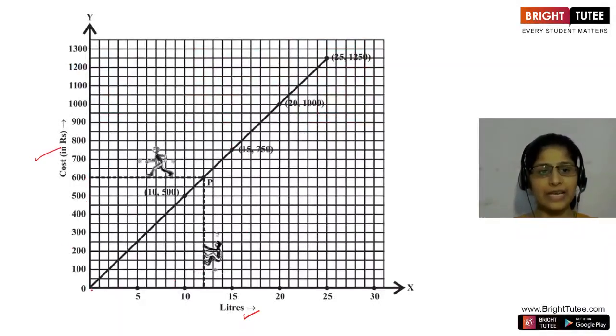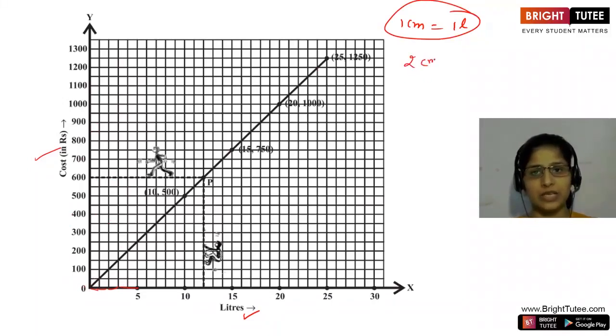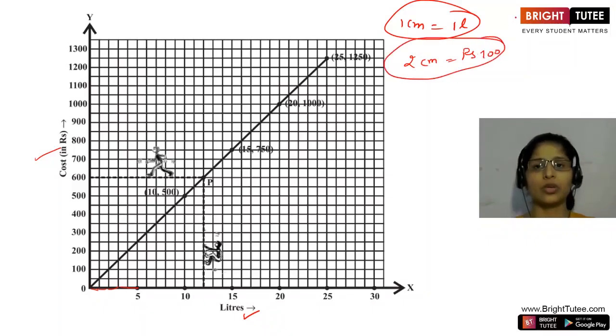Now the scale we take here is 1, 2, 3, 4 and 5. These 5 boxes represent 5. That means 1 centimeter represents 1 liter here. Also on the y-axis the cost is given, so 2 boxes, that means 2 centimeters equals rupees 100. Also we can write 1 centimeter is equal to rupees 50. So this is the scale that we have taken.